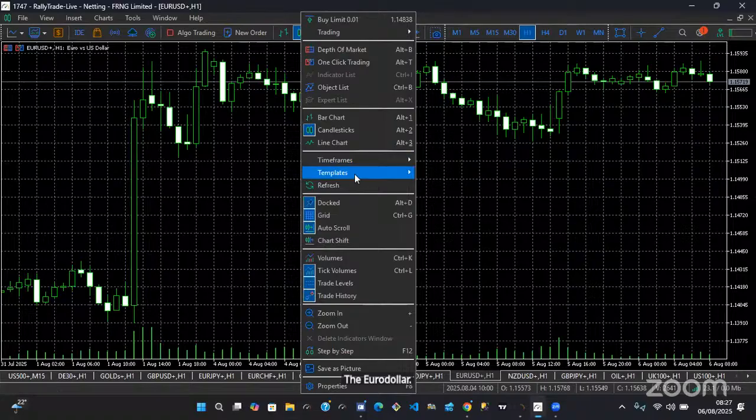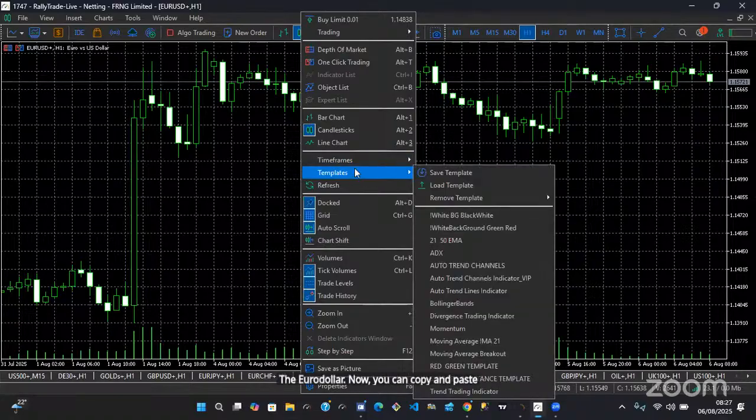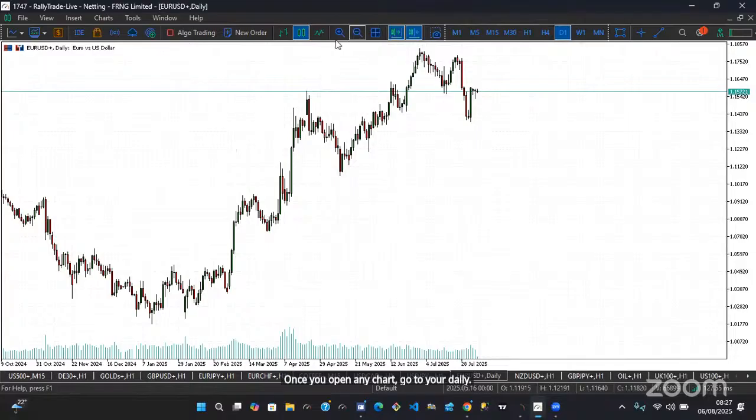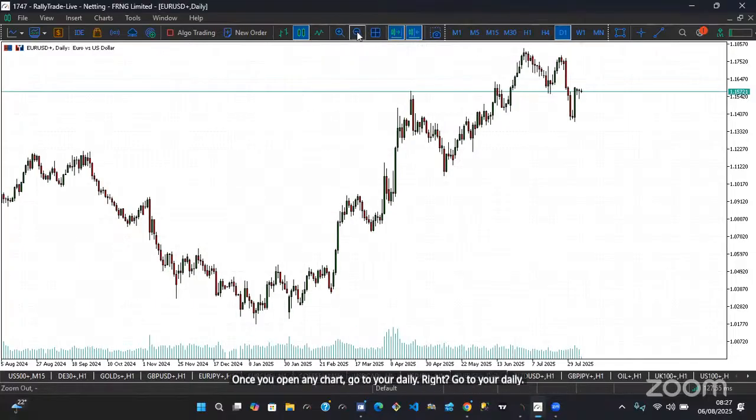Now you can copy and paste this same strategy on any chart you are dealing with. And it's simple. Once you open any chart, go to your daily, right? Go to your daily. Good. If it's too big, you can zoom out. Now, once you're on your daily, look for a previous significant resistance that price did a massive retracement from.